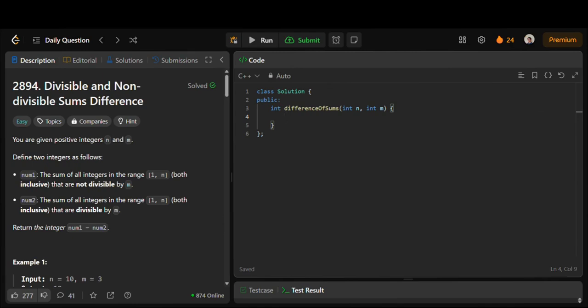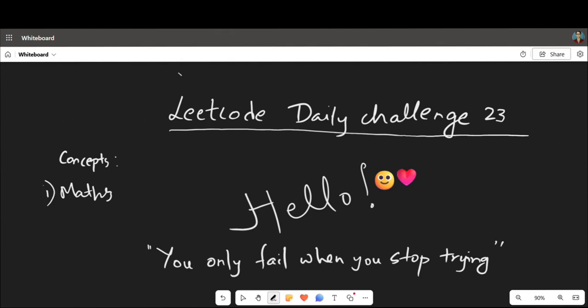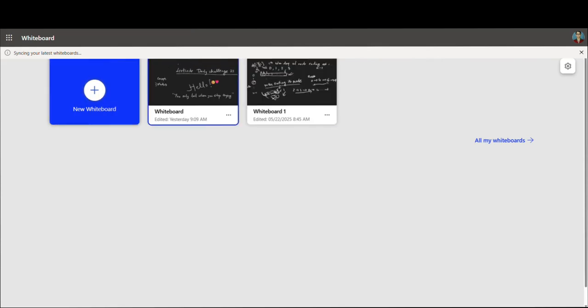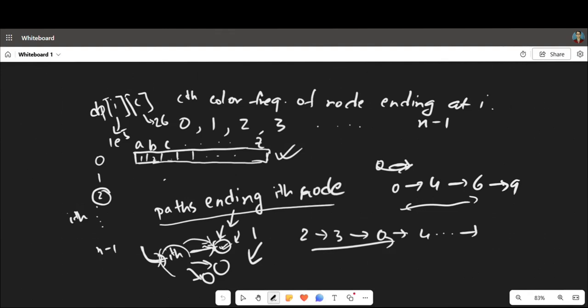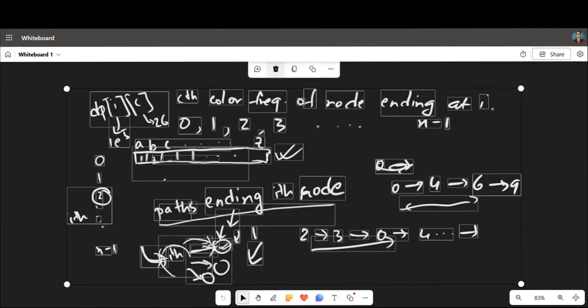So nums1 is the sum of all integers in the range 1 to n, both inclusive, that are not divisible by m, and nums2 is the same thing but divisible by m. Okay, so let's see how to calculate that. Okay, so let's try to solve it.